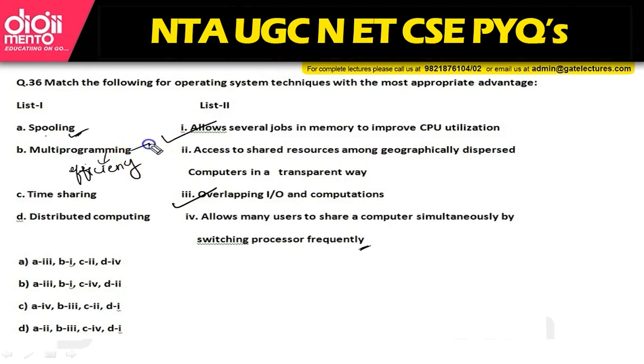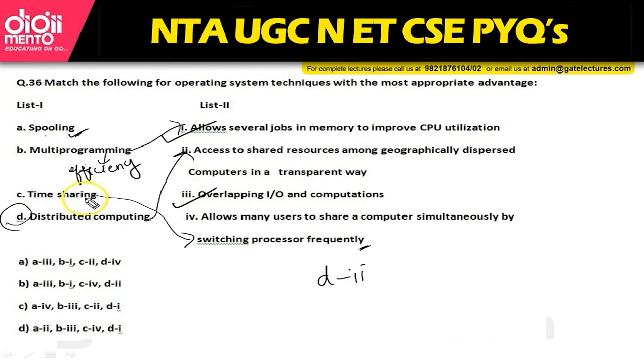So B option matches with the first option: allows several jobs in memory to improve the CPU utilization or the CPU efficiency. The third option is time sharing. Obviously C is matching with option 4, allows many users to share a computer simultaneously by switching processors frequently. This comes under time sharing. Obviously D matches with this. You already know a lot about distributed computing, so picking out D was very easy. For the D option, obviously 2 is correct.